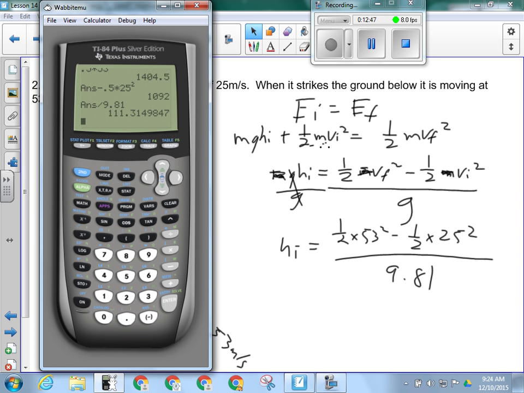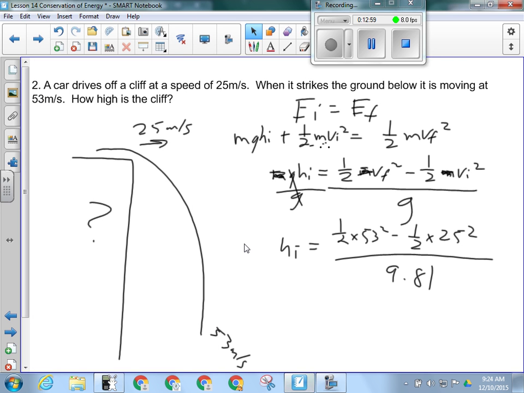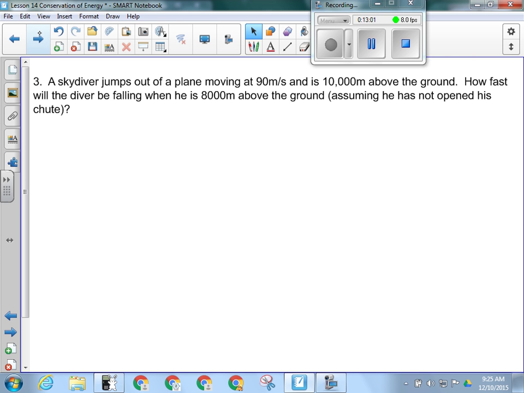Okay, questions on that one? Starting to get it? Are they all pretty much the same? Yeah, they are. Once you get the pattern, then they're all pretty easy because they all work the same way. Okay, let's try that one as our last law of conservation of energy question example.